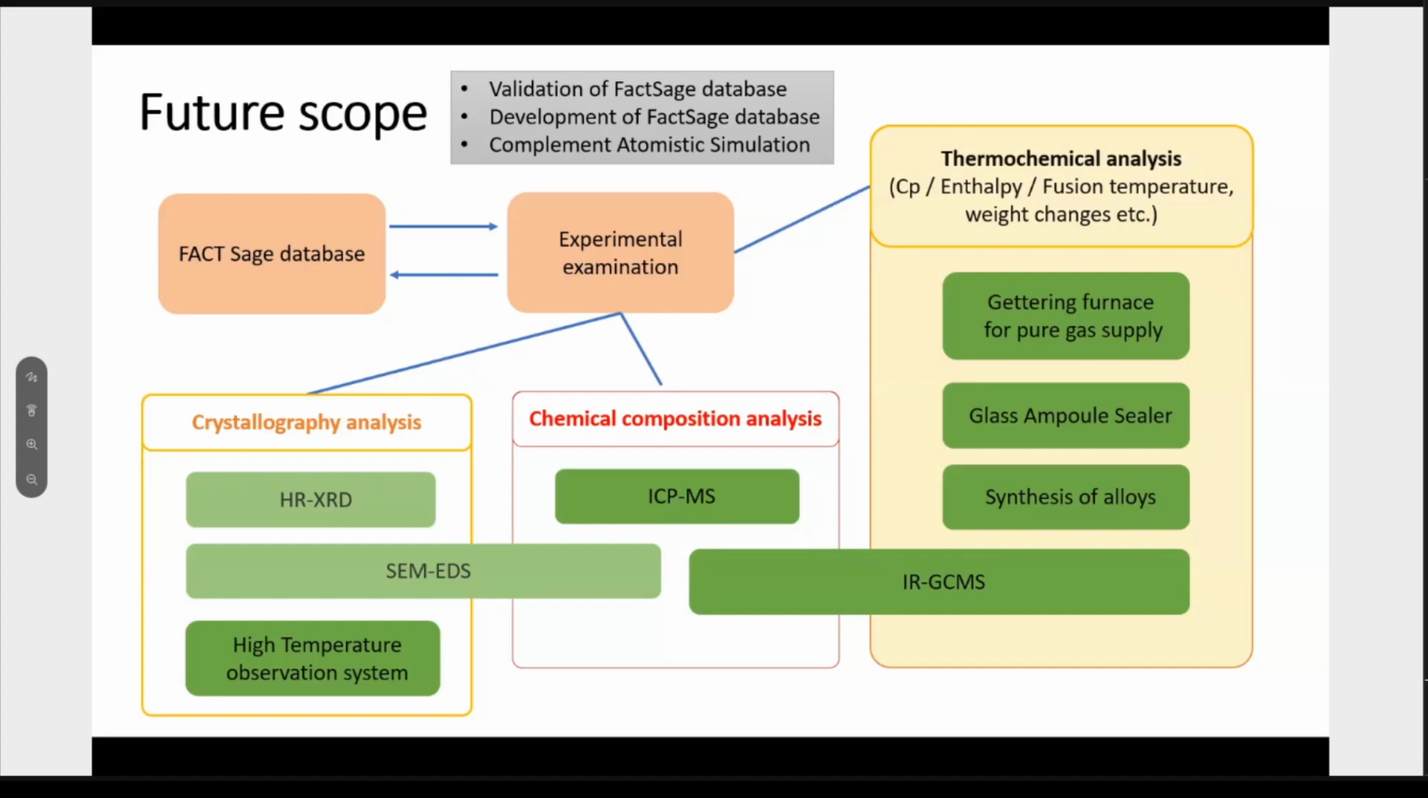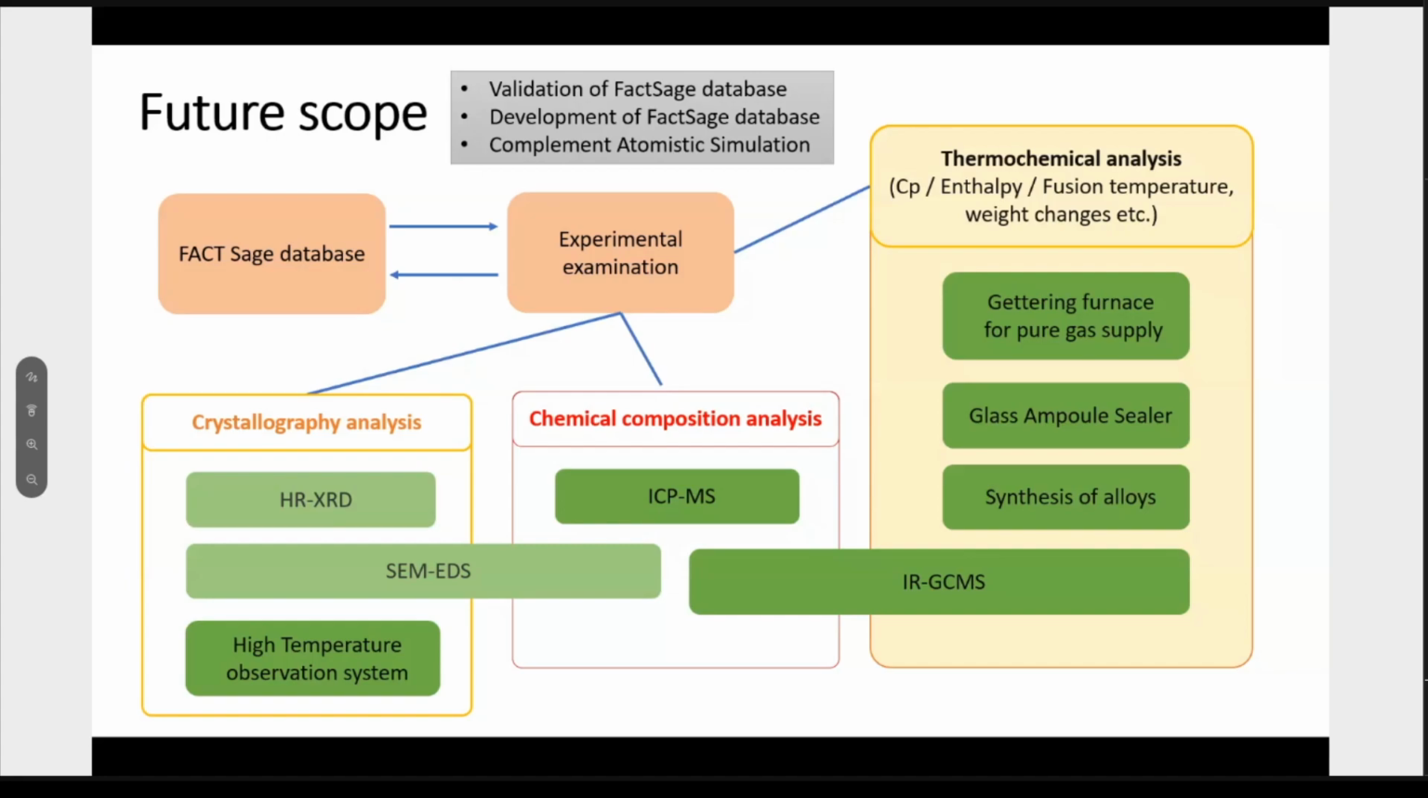Okay, so this is the future scope. As I mentioned at the beginning, what we have to do from the experimental point of view is the validation of the FactSage database, the development of the FactSage database, and complementing atomistic simulations. To achieve these three goals, this is the list of the experimental setup that I'm requesting from Jean-Philippe to obtain or purchase. This is the equipment that I want.